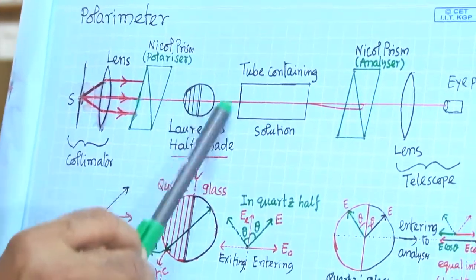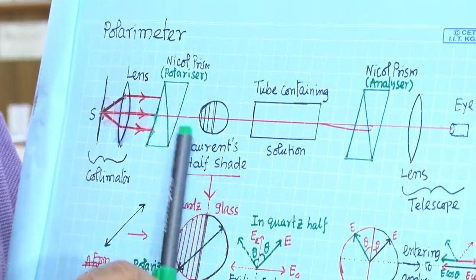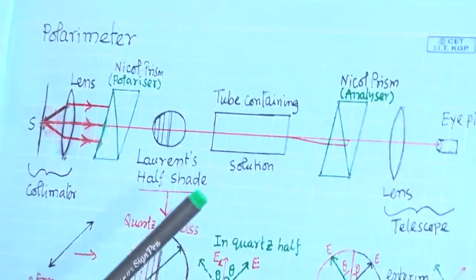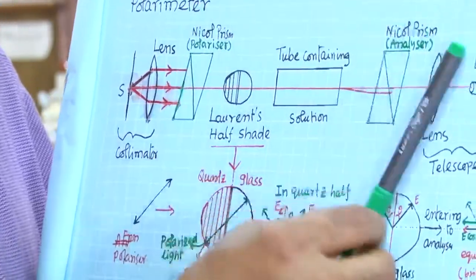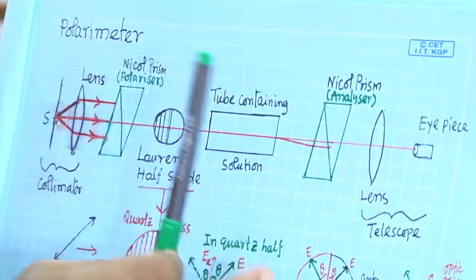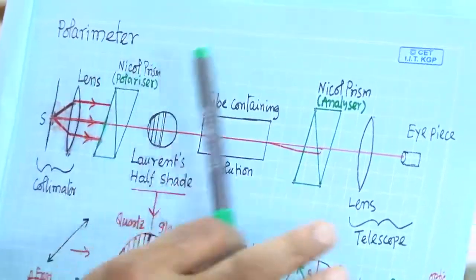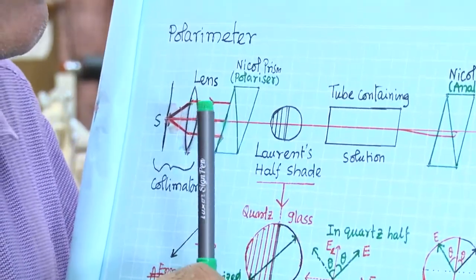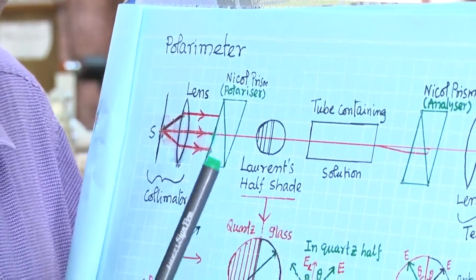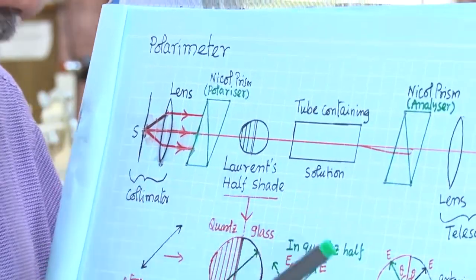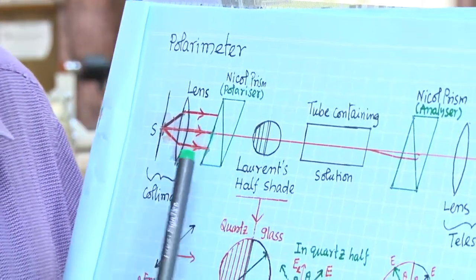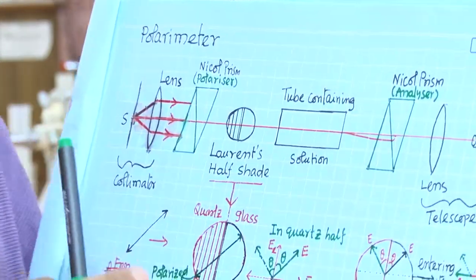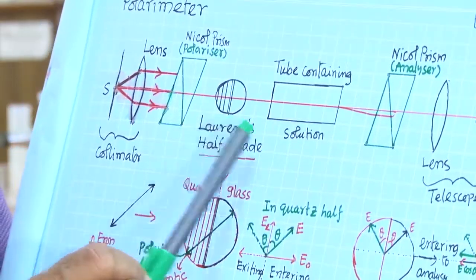If we use this type of Lorentz half shade, the sensitivity of detection, the distinction of intensity, is much easier, and that is why we say it is much more sensitive. It makes the system more sensitive, and it was discovered by Lorentz. That is why we call this a Lorentz polarimeter, and this is called the Lorentz half shade.